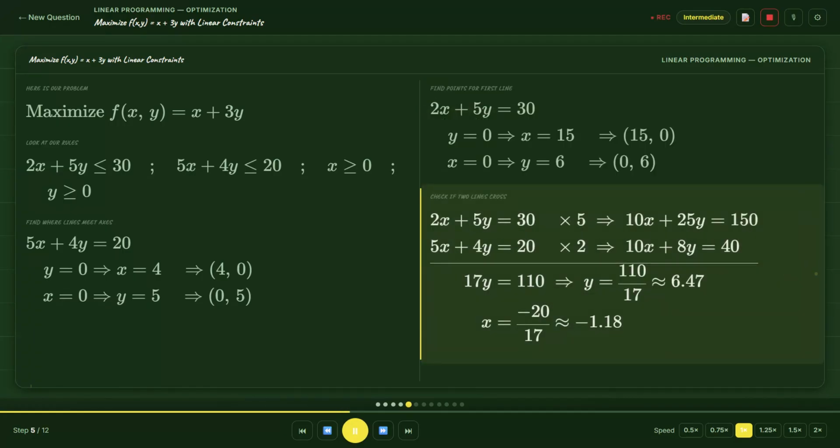Let's see if the two lines cross inside our allowed area. We take away one equation from the other. We get y is about 6.47 and x is about negative 118. Oh no, x is less than 0.